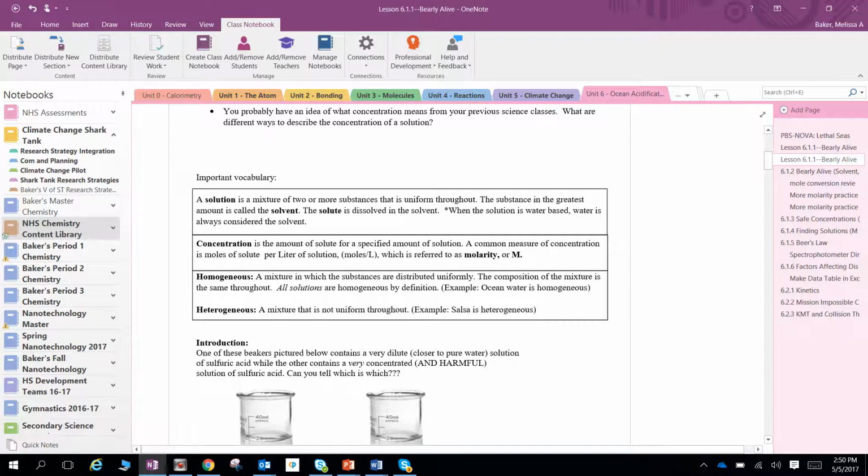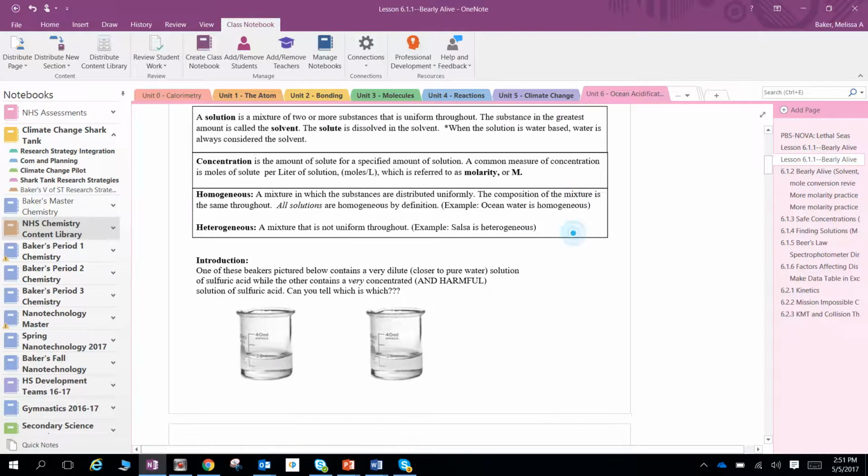Well, as you can see here, it's a mixture of two or more substances that is uniform or the same throughout. The substance that's in the greatest amount is called the solvent, and the thing that's dissolved in the solvent is called the solute. So a lot of times, for example, water is the solvent. The ocean is a great example. There's a lot of solute, aka salt, dissolved in the solvent, which is water in this case.